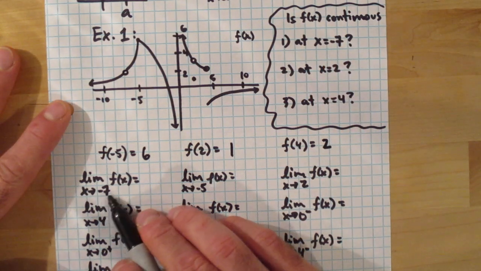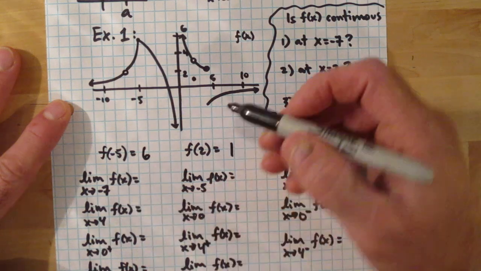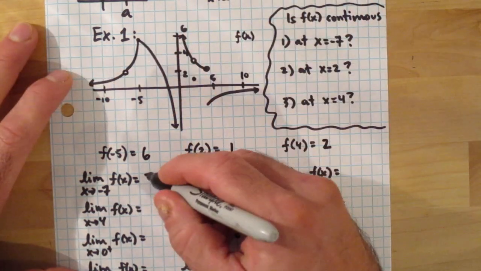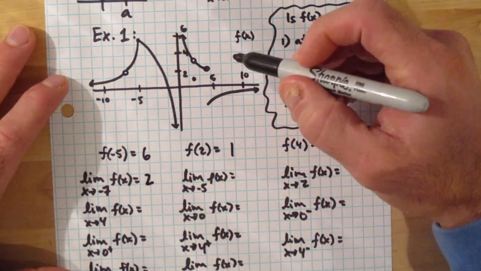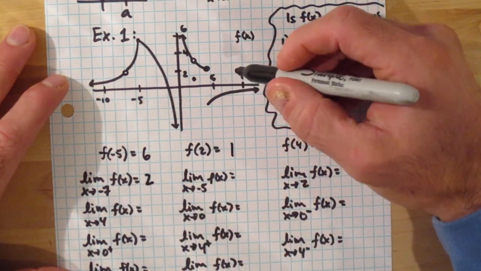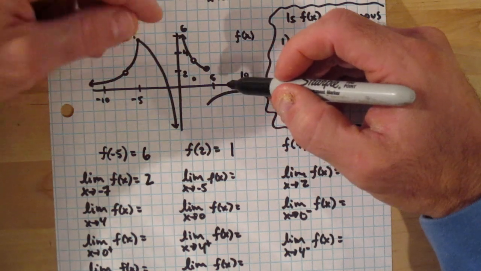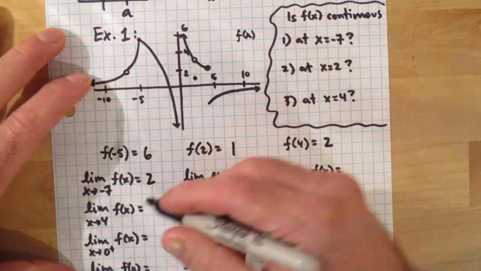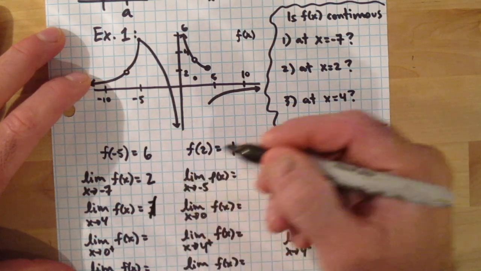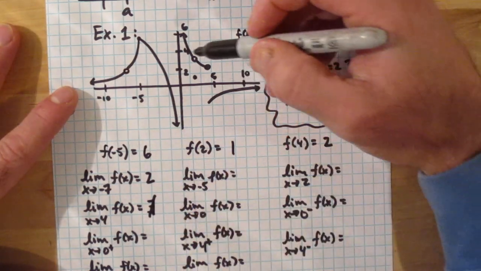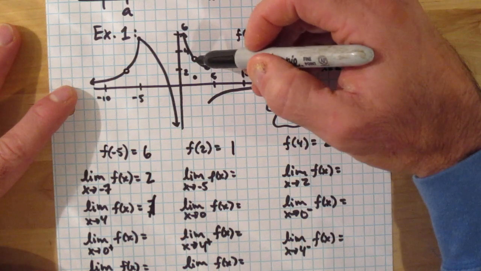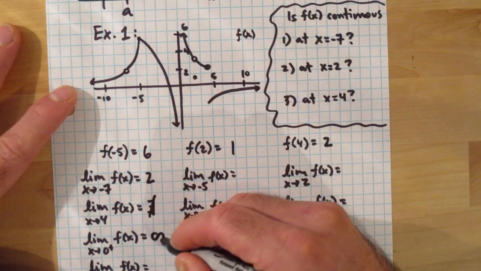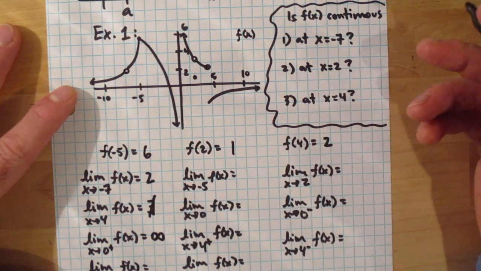As x approaches negative 7 of f of x, as we approach from the left and right, that looks like it equals 2. As x approaches 4, this limit for f of x does not exist. You can see that as we approach from the left and the right, those two don't agree. That limit would not exist. As I approach x equals 0 from the right, our graph is increasing without bound in the positive direction.